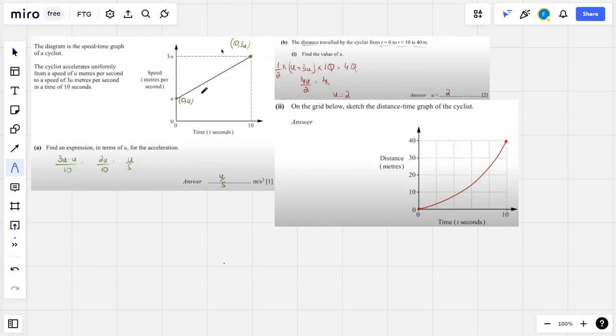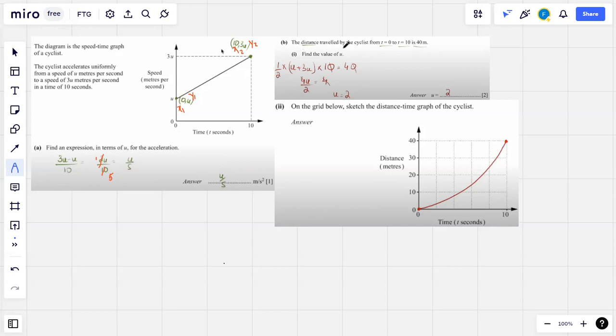So we have our 2 points. We are labeling the first point as x1 and y1, and the second as x2 and y2, where y2 is 3u. We know the formula for the gradient: y2 minus y1 divided by x2 minus x1. So 3u minus u divided by 10 minus 0. 3u minus u gives 2u, divided by 10. So 2u upon 10, and on simplification, 2 times 1 is 2 and 2 times 5 is 10. So the answer of the first part is u upon 5 meters per second squared.